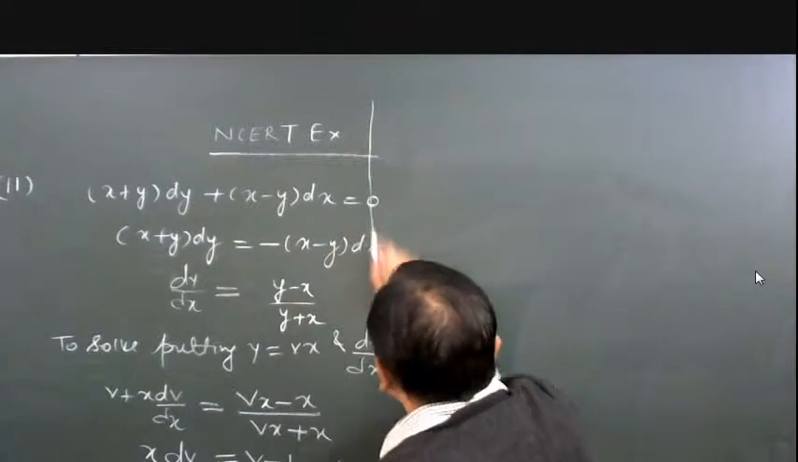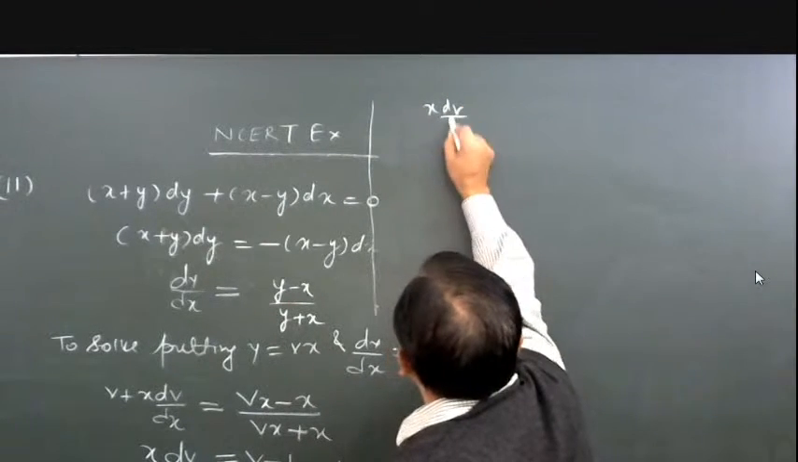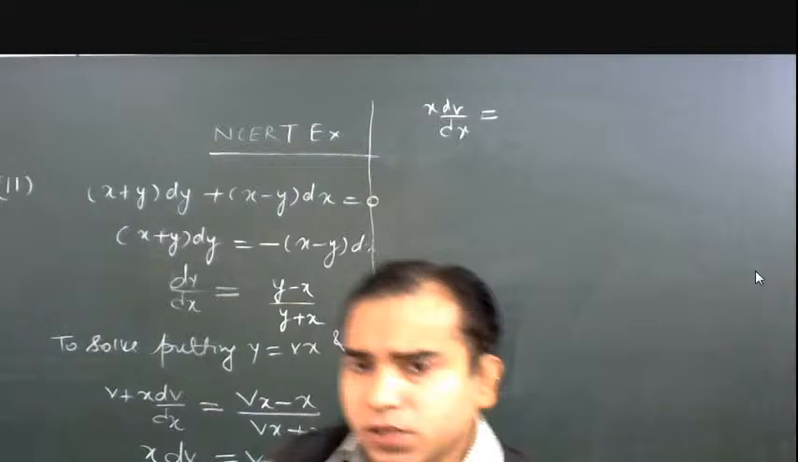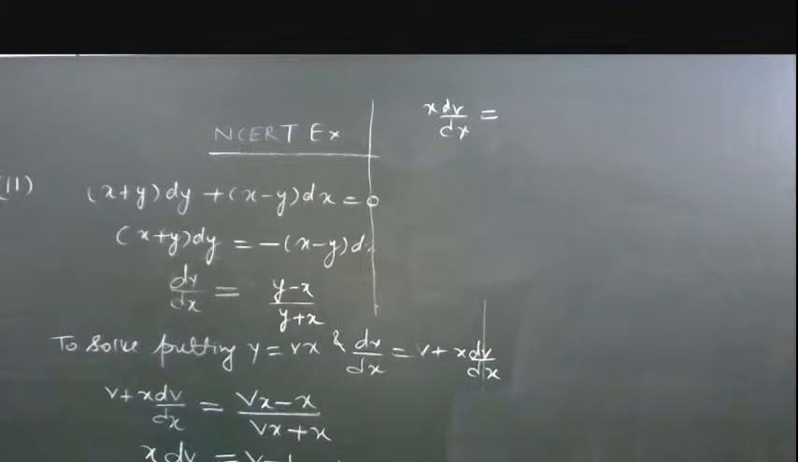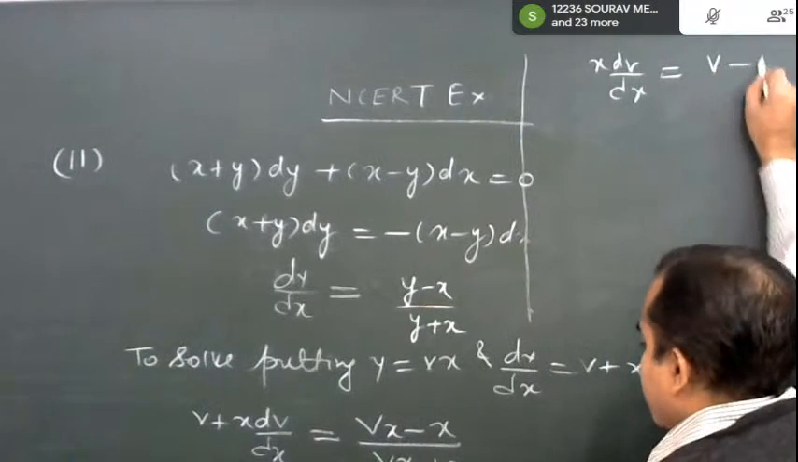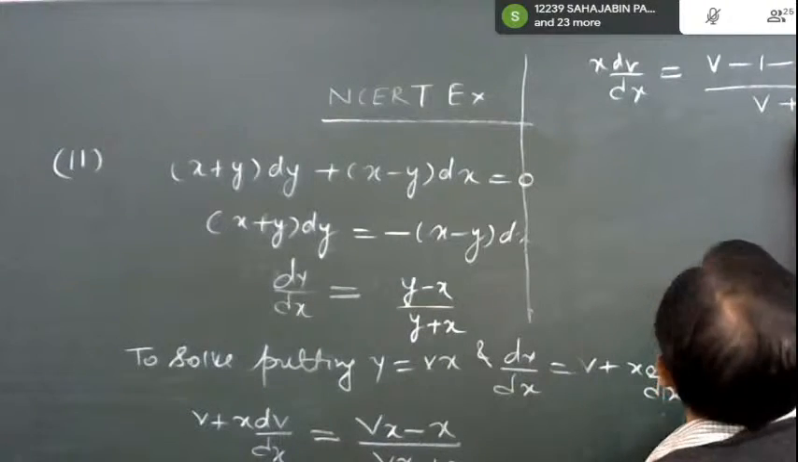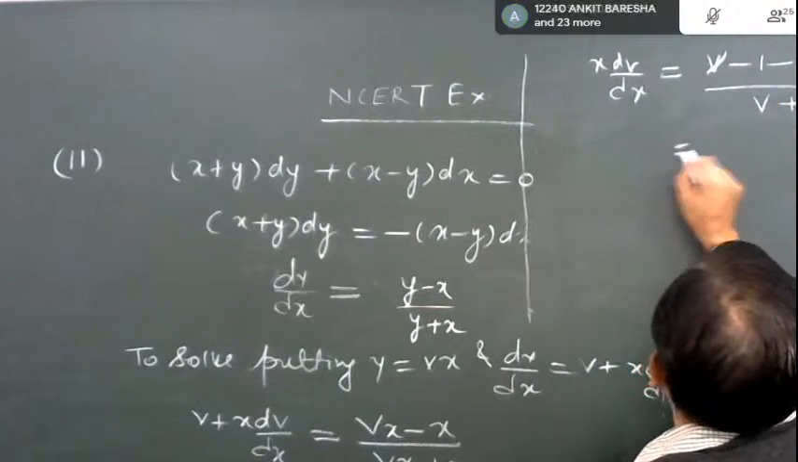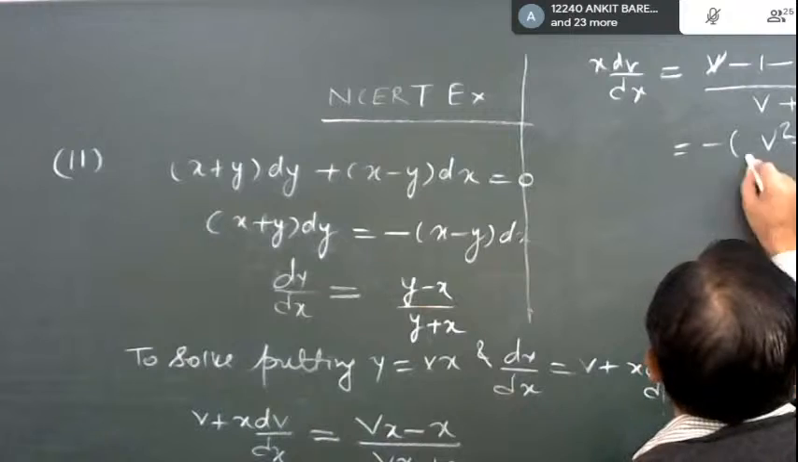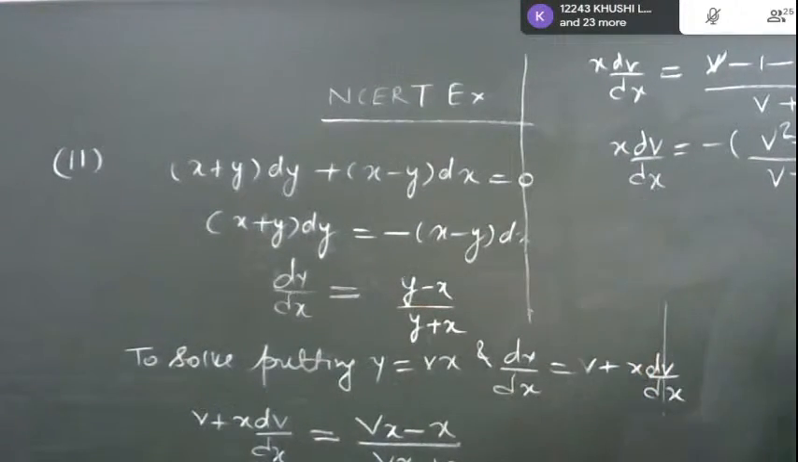And if I take LCM, this will become x dv upon dx equal to v minus 1 upon v plus 1, minus v square minus v whole upon v plus 1. v gets cancelled and minus can be taken common. Students, as we have done in previous questions, after this step we try to separate the variables.